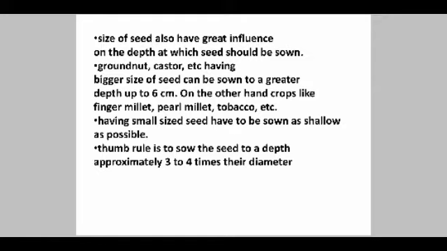having bigger seeds can be sown to a greater depth of soil, maybe about 6 centimeters. On the other hand, crops like finger millet, pearl millet, tobacco, etc., having small seeds are to be sown as shallow as possible. The thumb rule is to sow the seed to a depth of approximately 3 to 4 times their diameter. For most crops, the optimum depth of sowing ranges about 3 to 5 centimeters.